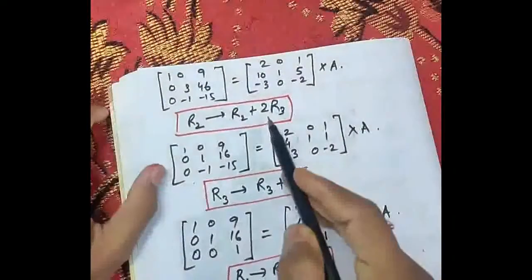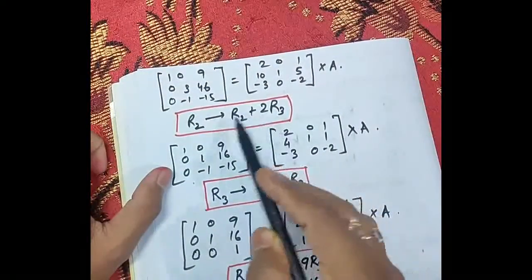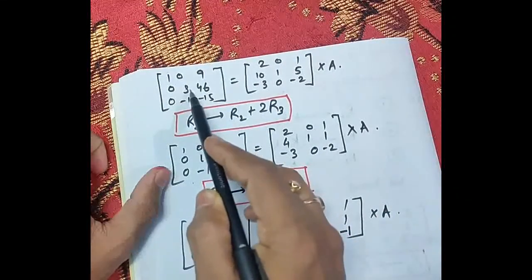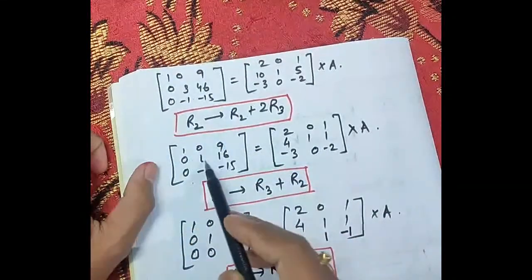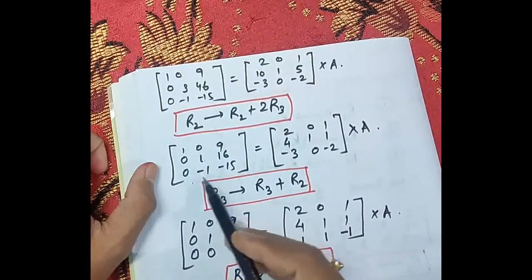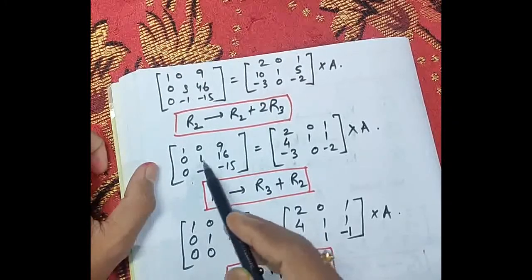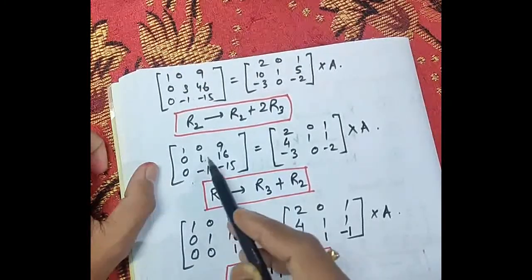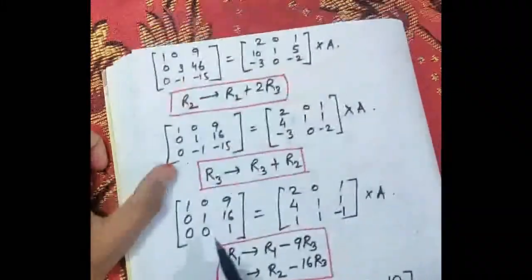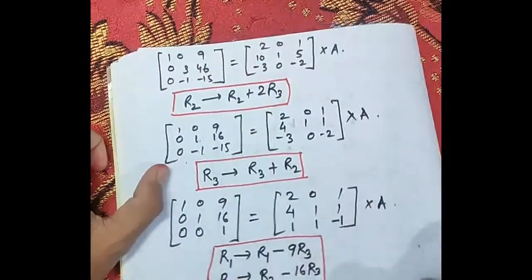What we have done? We are multiplying 2 with R3 and then adding it with R2. So 1 is coming. So 1 0 0, 0 1 is there. Now we have to make this element into 0. Very easy. If you add these two, that means R2 plus R3, this will become 0. R2 plus R3, this will be 0. So 0 1 0 is already there.